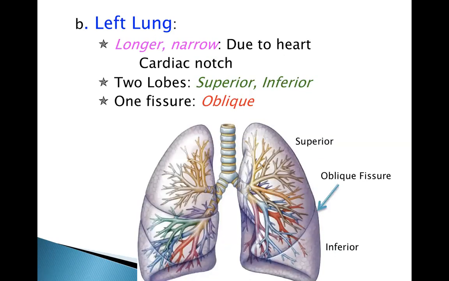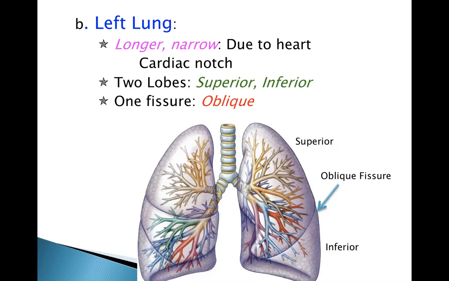The left lung is more narrow and longer because it gets kind of pushed over to the left side of the thoracic cavity. Because the liver sits on the right side, there's a little bit more space on the left side of our body cavity. So we're going to see that the lung takes up that space on the left side, and so it's going to be longer and more narrow.